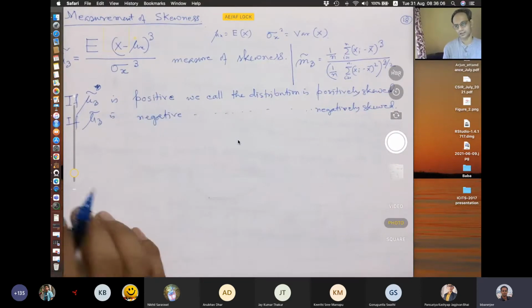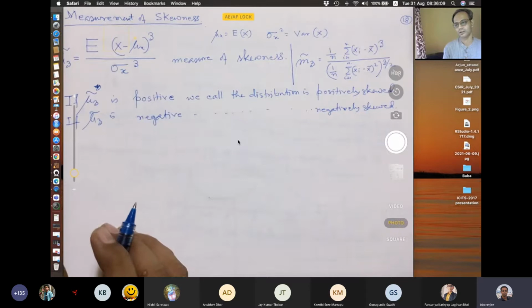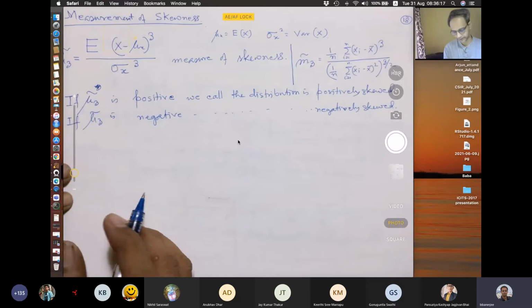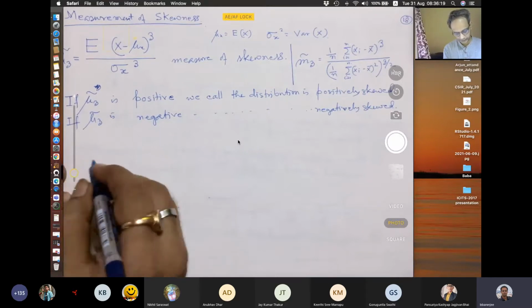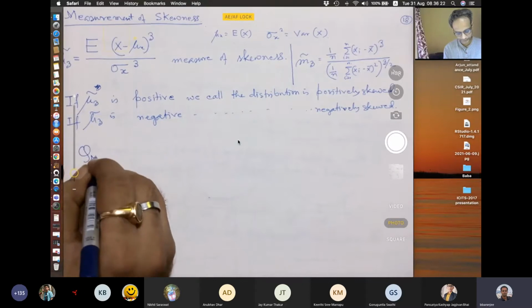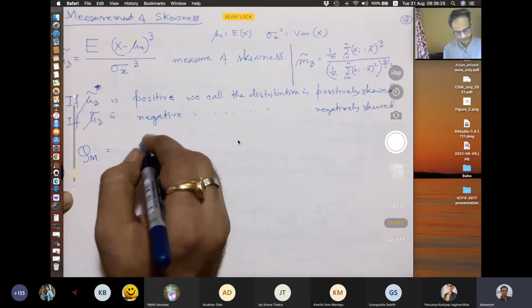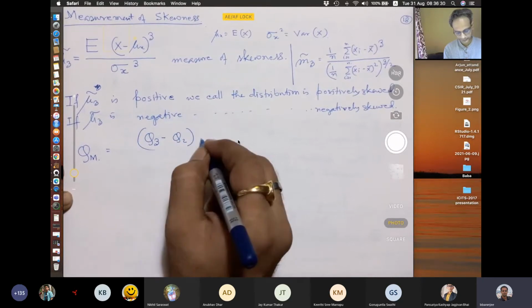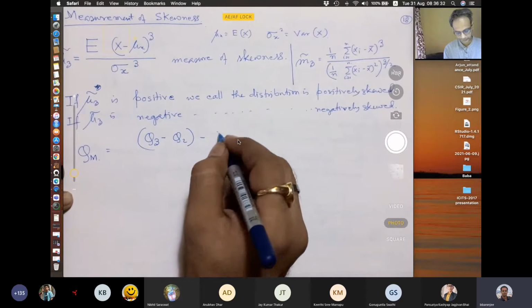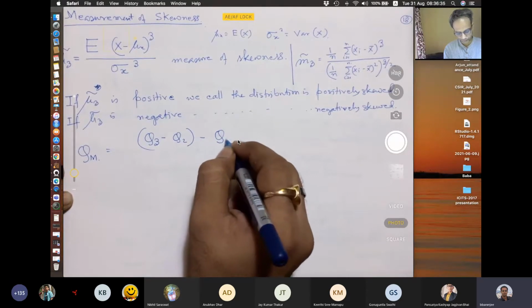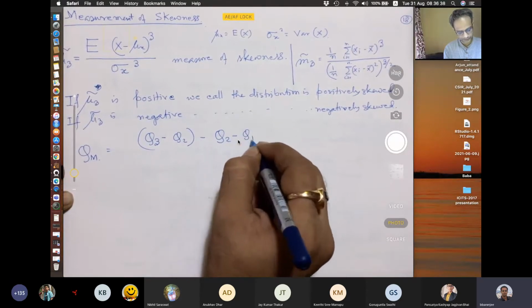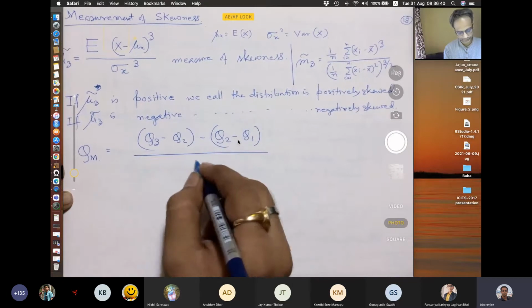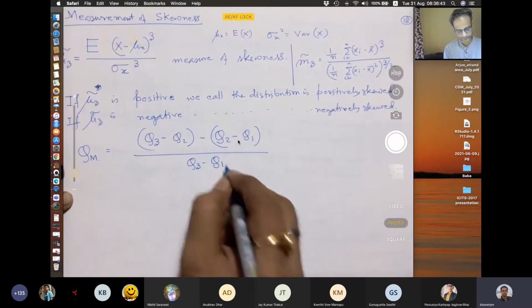Now if the moment doesn't exist, you cannot even use this result. For that, there is another alternative measurement. There are many others, but one is very famous. Let us call it QM, based on quartiles. It is (Q3 minus Q2) minus (Q2 minus Q1), divided by Q3 minus Q1.